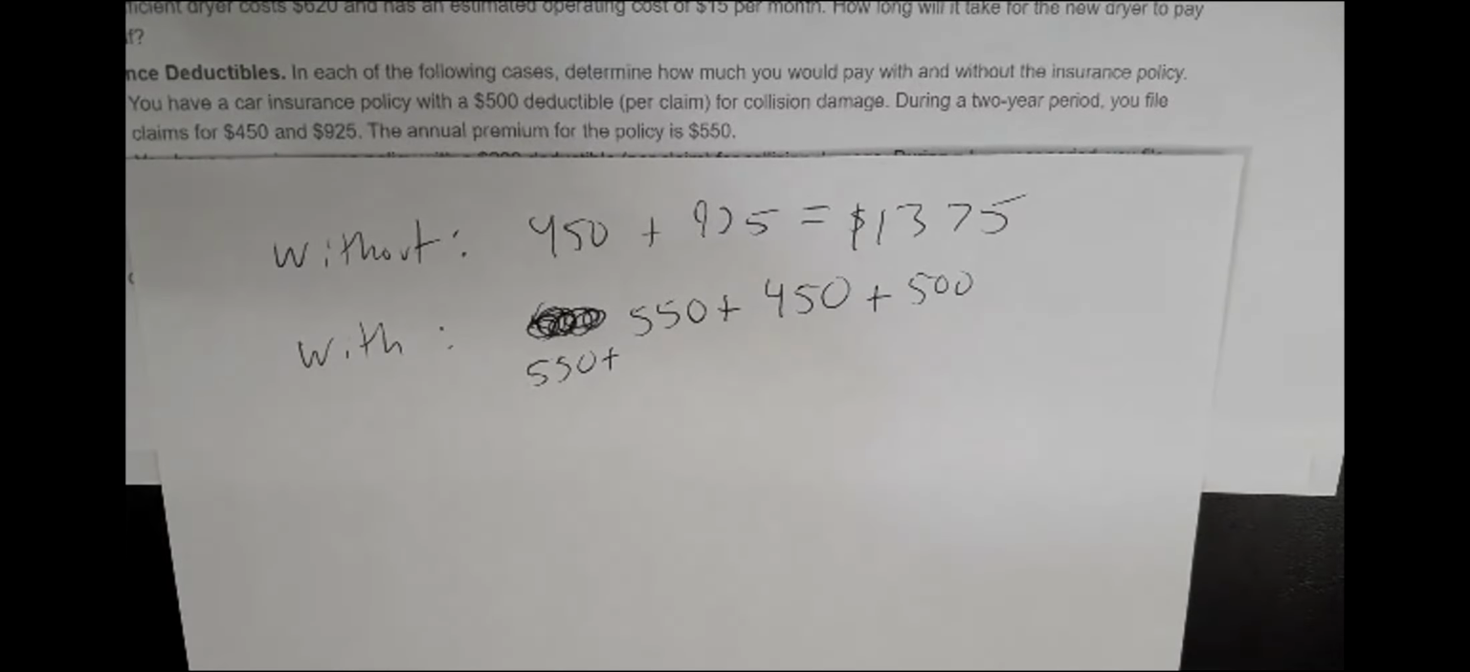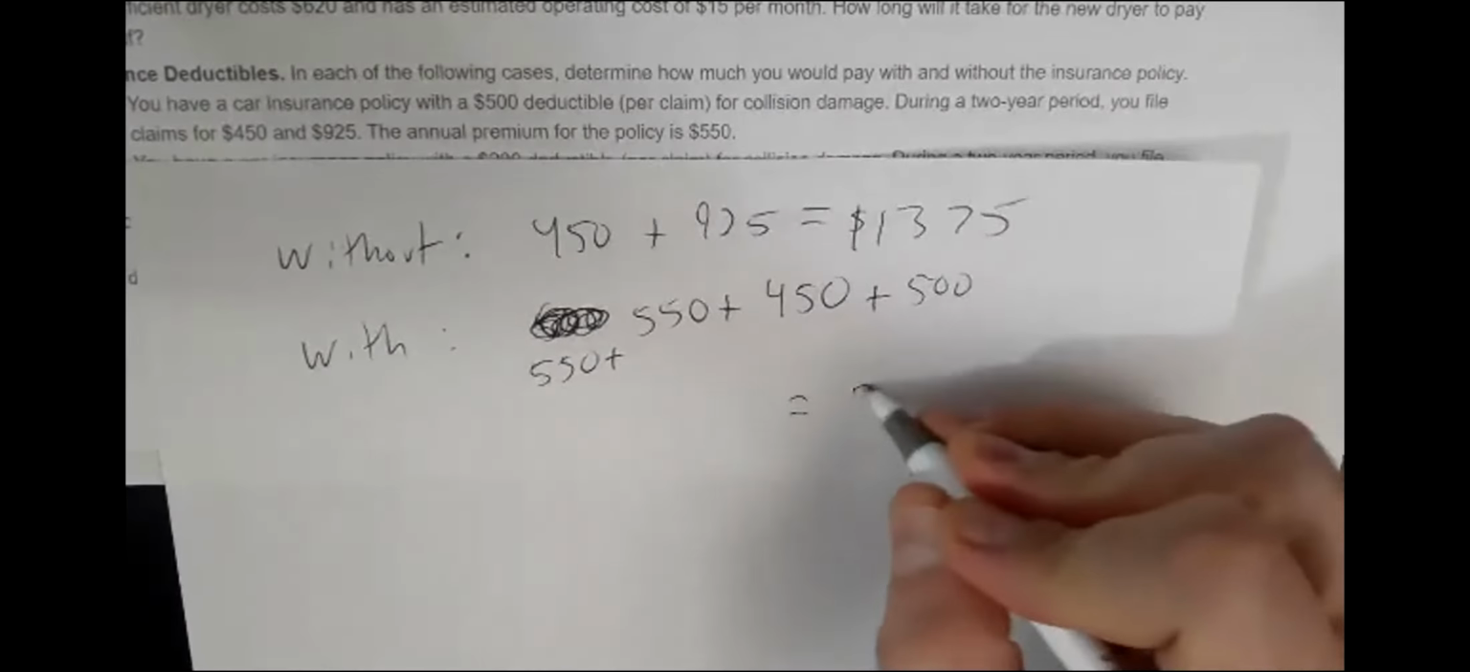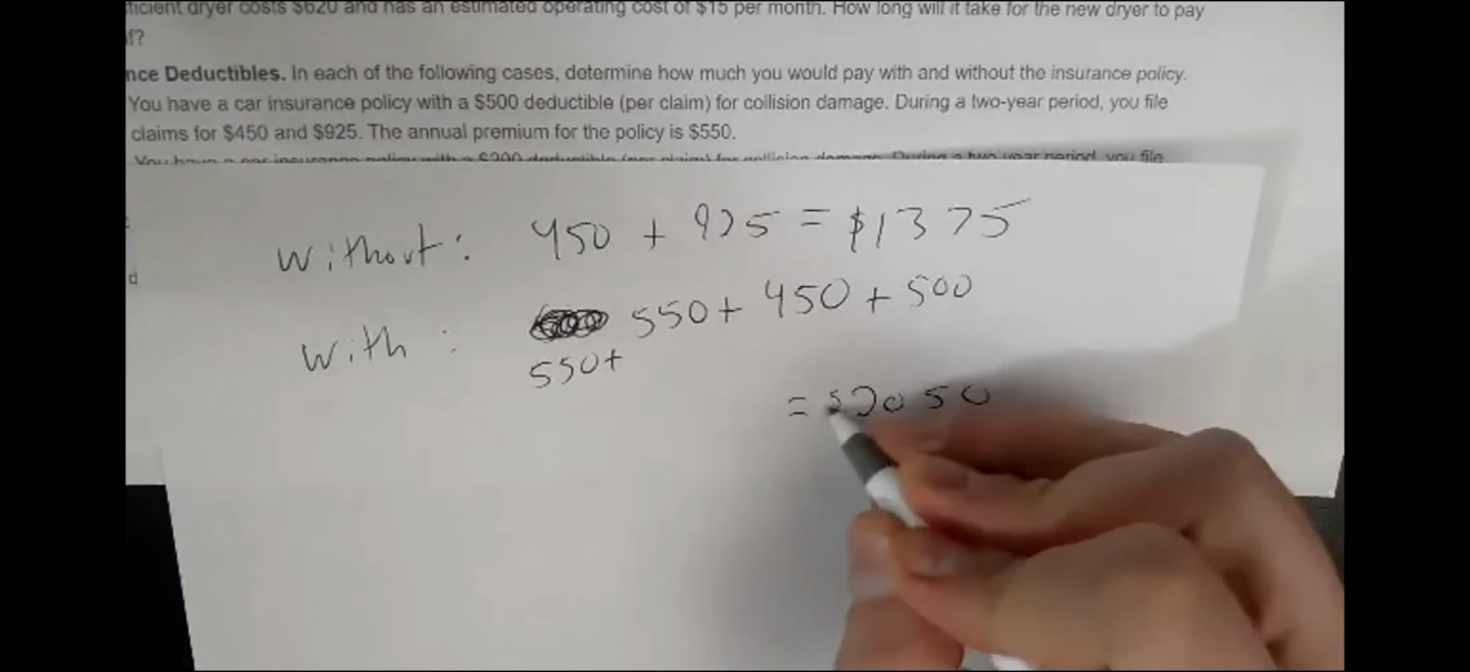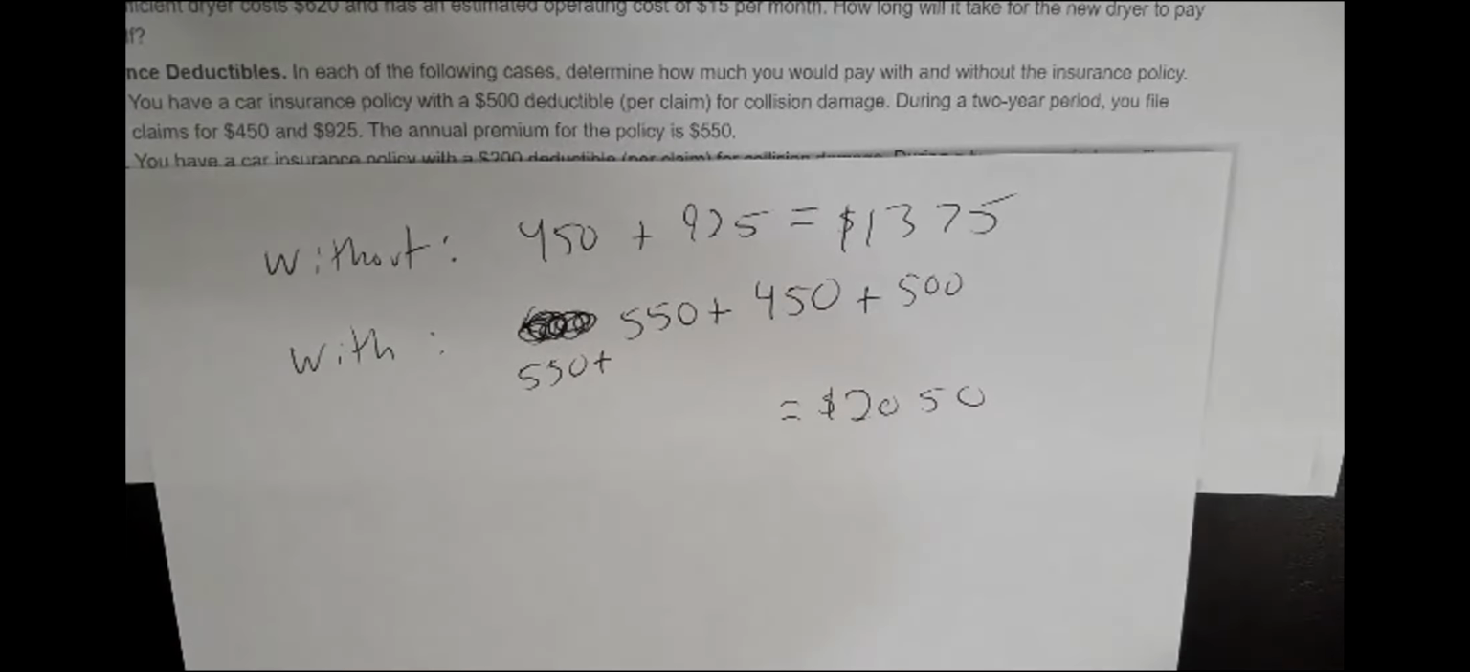Is that getting me the amount that they're doing, 2050 in the back? That still seems fine. So if I do 550 plus 550 plus 450 plus what, 500? No, that's it. It should give you 2050.